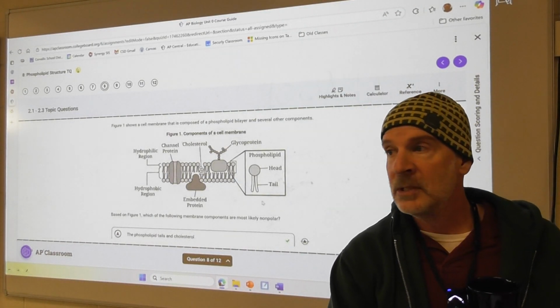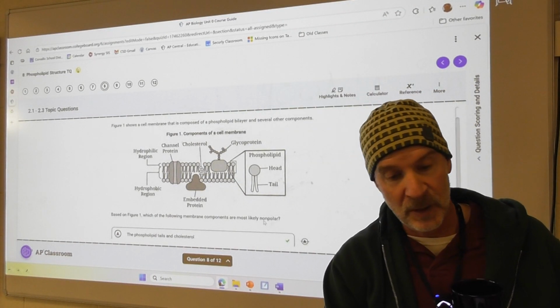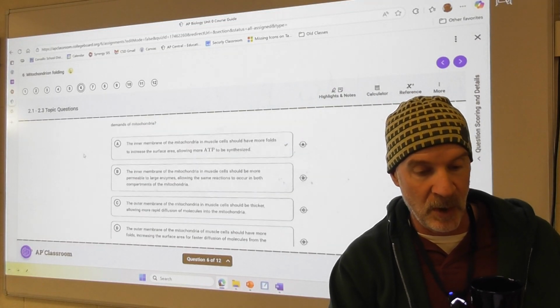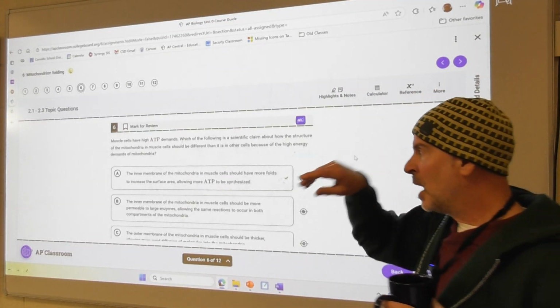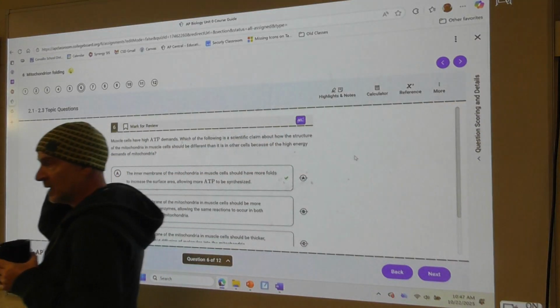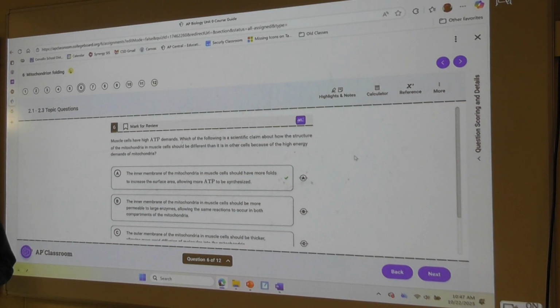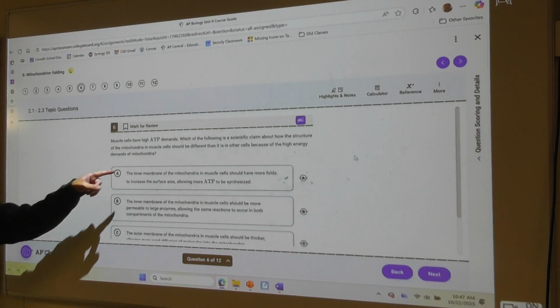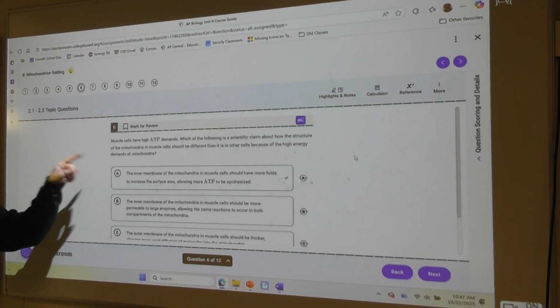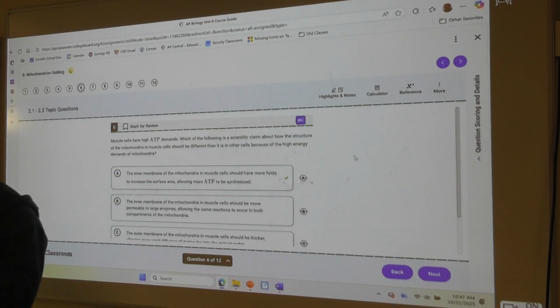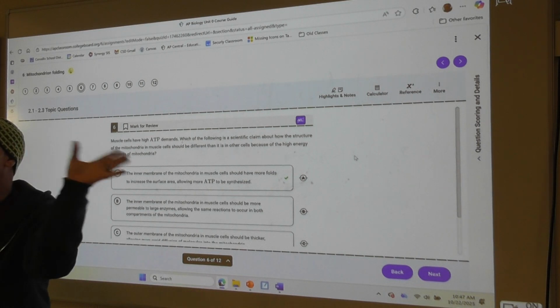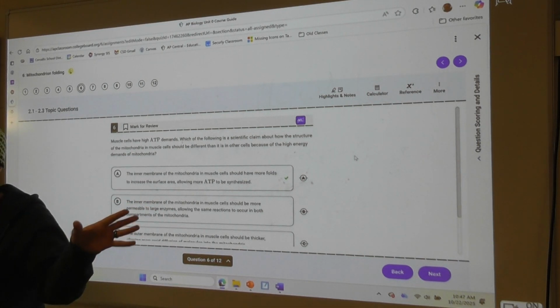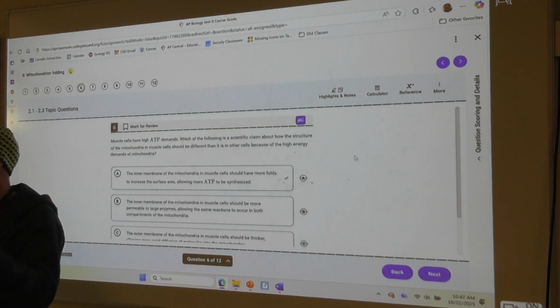Okay. Other questions? Yeah. Will you go over number 6? Yeah. Oh yeah. Okay. So muscle cells have high ATP demands. And which of the following is a scientific claim about how the structure of mitochondria in muscle cells should be different than it is in other cells because of the high energy demands? So here are the key pieces. Mitochondria in aerobic cells make ATP, and we'll talk about that next unit, I think, but that's the piece that you need to know for now.